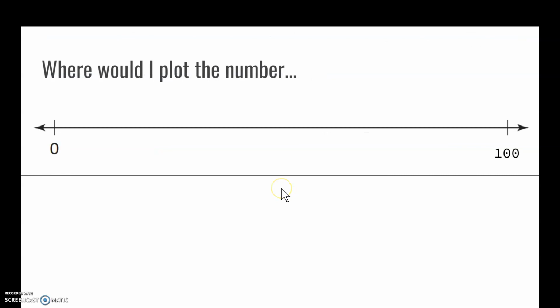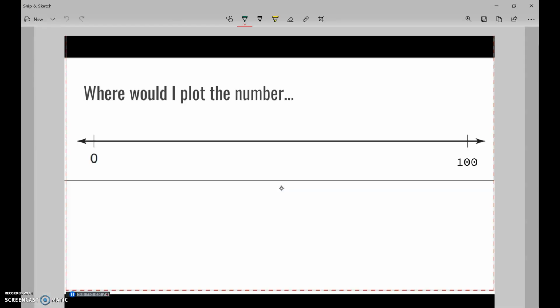Where would I plot the number? So if you use your landmark numbers, like let's say I'm using my 50 to help me out, I could put the tens too. Let's say I want to plot the number 27. I know 27 is somewhere here, because I know definitely 27 is less than 50. 50 is greater. But I need to put some landmark numbers.